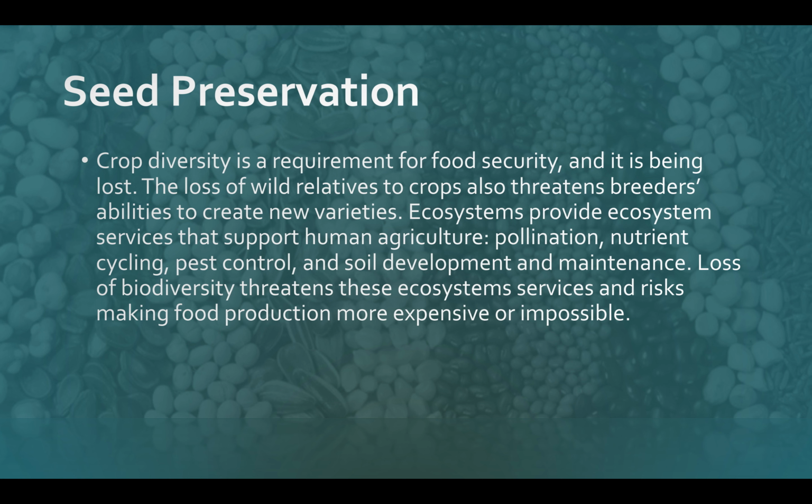Ecosystems provide ecosystem services that support human agriculture: pollination, nutrient cycling, pest control, and soil development and maintenance. Loss of biodiversity, which would be extinction impacts, threatens these ecosystem services and risks making food production more expensive or even someday impossible.